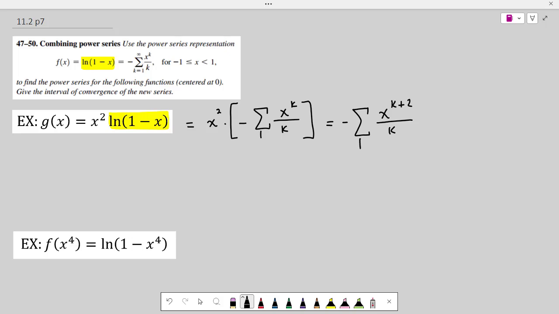And the interval of convergence will not change when all you do is multiply by a power of x. Interval of convergence stays the same. Don't have to check endpoints, don't have to do any funny business. No funny business.